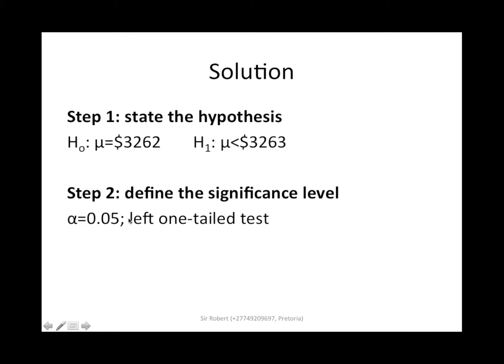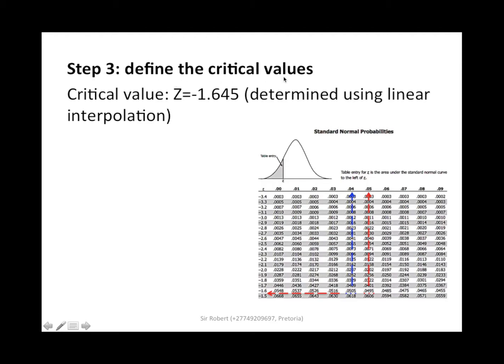So you define your significance level. It's already stated, 0.05, your alpha. Then it's a left one-tail test because it's less than, so we are looking at this region. Then the third step is define your critical values. So remember, you are testing at a 5% significance level. So it means you go to your tables and look for 0.05, because remember, 5%, 0.05 is what we are testing at.